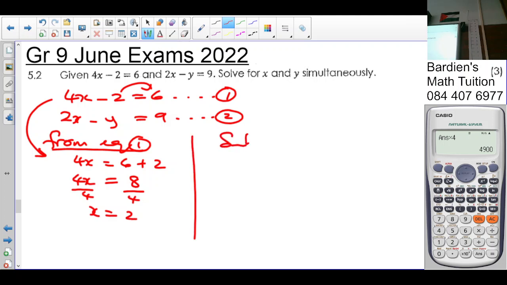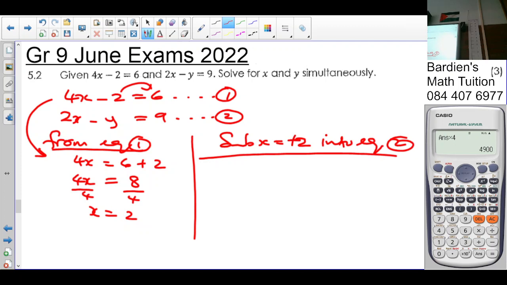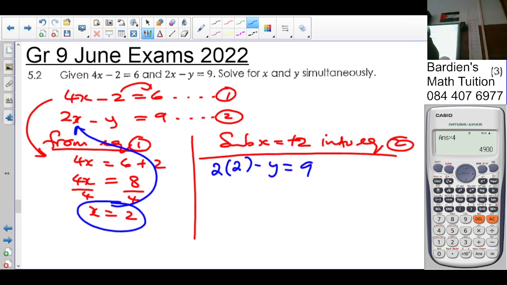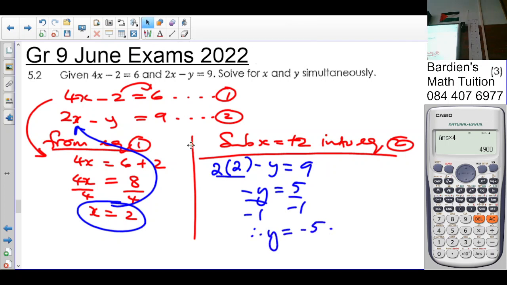Now we substitute x is equal to 2 into equation 2. So wherever I see an x, I replace it with 2. So it's going to be 2 times 2 minus y is equal to 9. 2 times 2 is 4. Negative y is equal to 9 minus 4, which is 5. Divided by negative 1, therefore y is equal to? Okay.